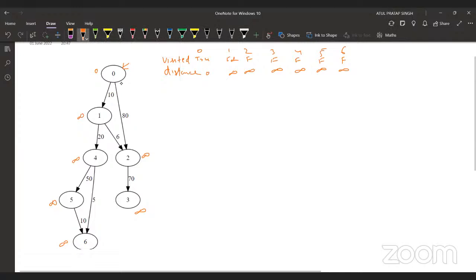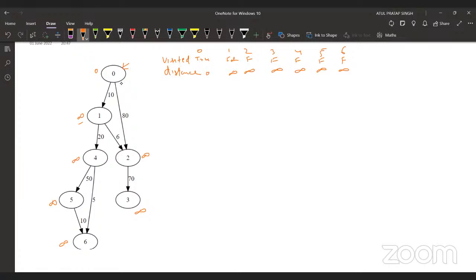So the adjacent nodes are where we can move: 1 and 2. We can directly move to these two vertices by a direct edge. So we can move to 1 and we can move to 2. The previous distance initialized is infinite, and on 1 the new distance we are getting is 10. Okay, so 10 is less than the previous distance value.